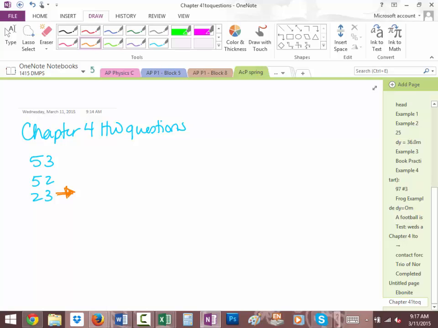So it looks like an average normal projectile motion problem in a lot of ways. A 3-kilogram ball is dropped from the roof of a building that's 176.4 meters high. Okay, so I can do that. 176.4 meters above the ground.